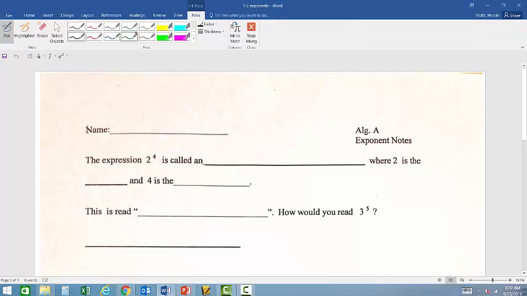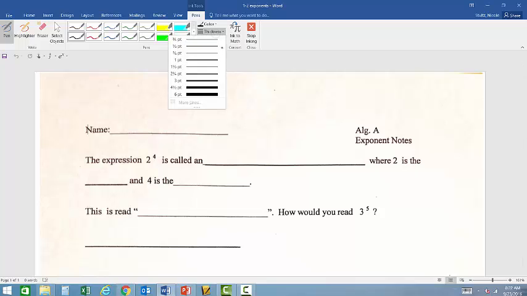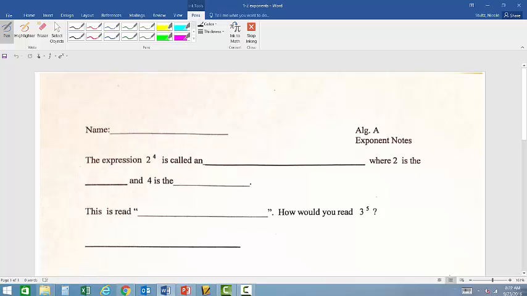Today we're going to talk about exponents. We're not going to take too many notes about them, but we do want to clear up some misunderstandings that you may have. So the first thing we're going to learn are some important vocab words.